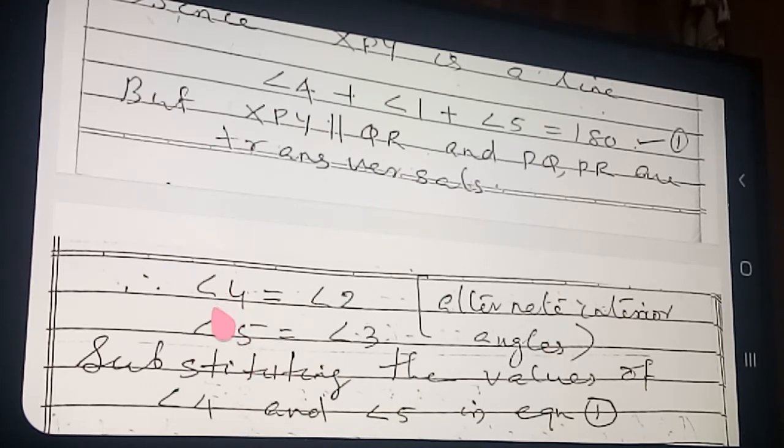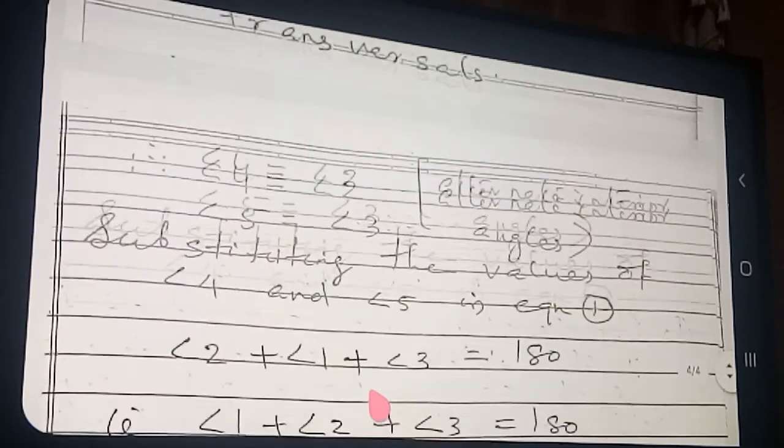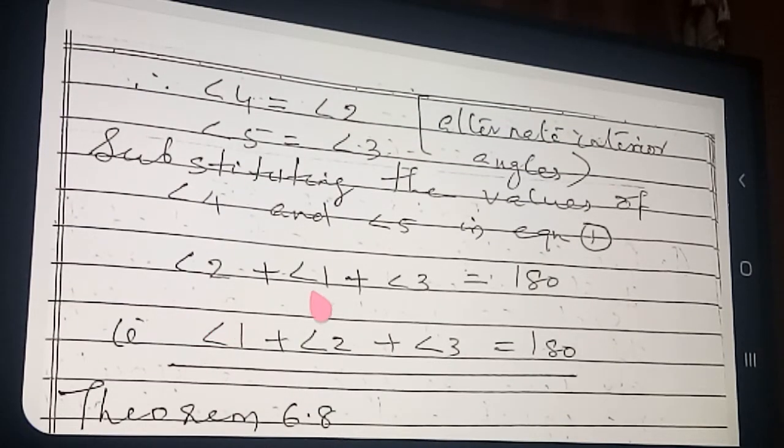Now, what are we doing? In the place of angle 4 and angle 5, we will give their values. What is the value of angle 4? Angle 2. And what is the value of angle 5? Angle 3. See here, in equation number 1, in the place of angle 4, you give angle 2, and in the place of angle 5, you give angle 3. Did you give it? Yes. You can see the next step. Angle 2 plus angle 1 plus angle 3 is equal to 180. Therefore, what did you get? Angle 1 plus angle 2 plus angle 3 is equal to how much? 180. Now is it clear?